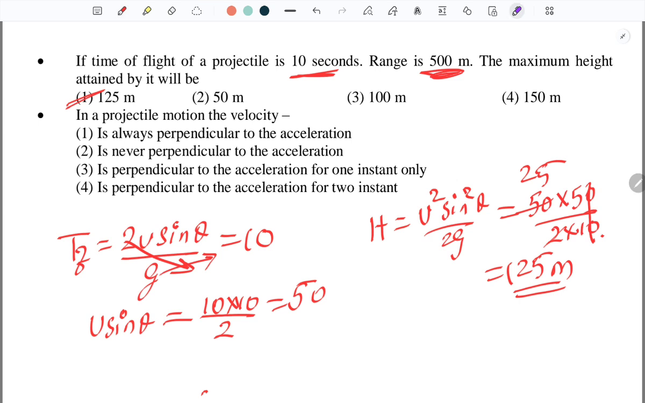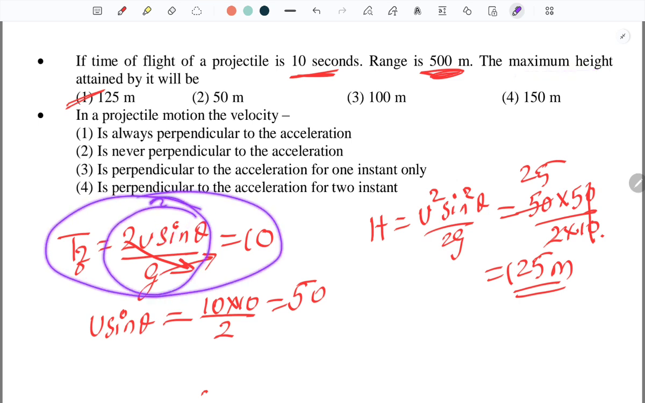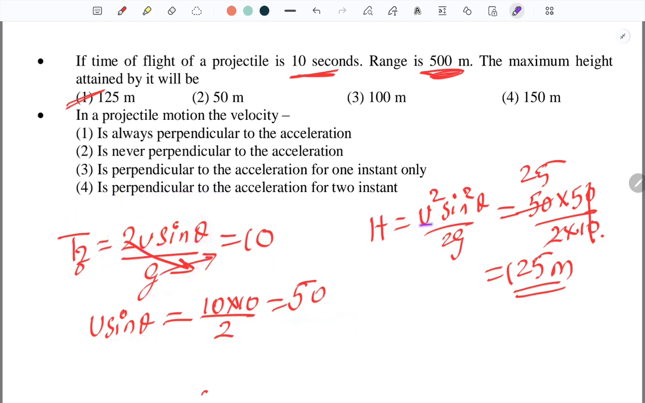Although what he would have done here, he has given time of flight as well as range, so that you put complete formulas for both of them, find out u, find out theta, then substitute in maximum height. Instead of doing that, from time of flight, from 2u sin theta by g, I separated u sin theta, got its value 50. In h we have u square sin square, so I squared it and put it on top, 50 into 50, and then 2g as it is, 2 into 10, you get the answer 125 meter. I hope this was not quick, it was really simple. Let us move on to the next question.